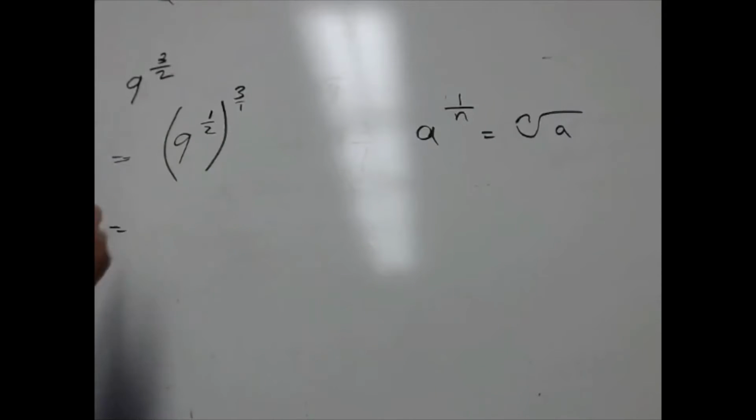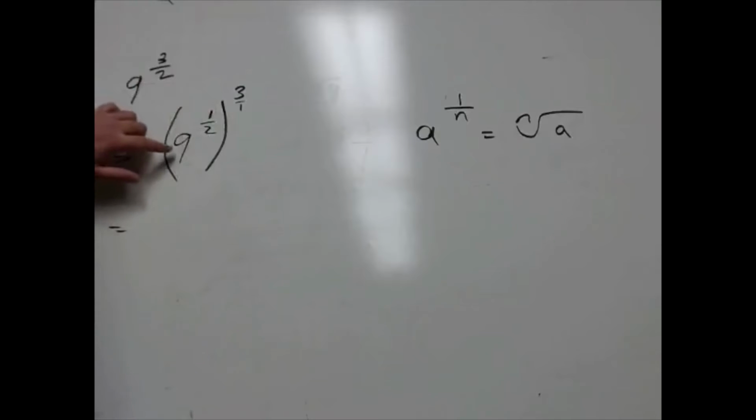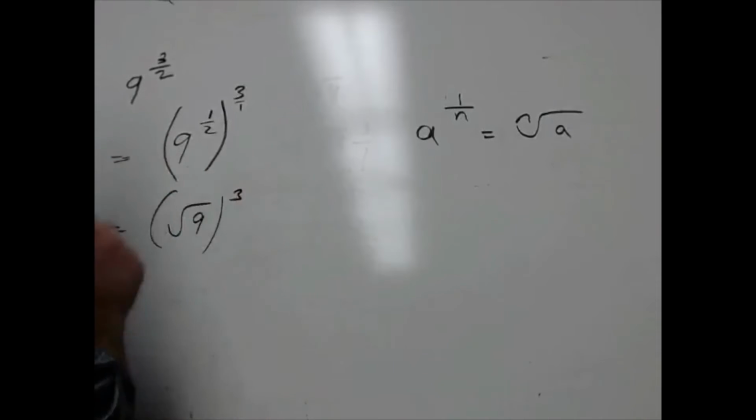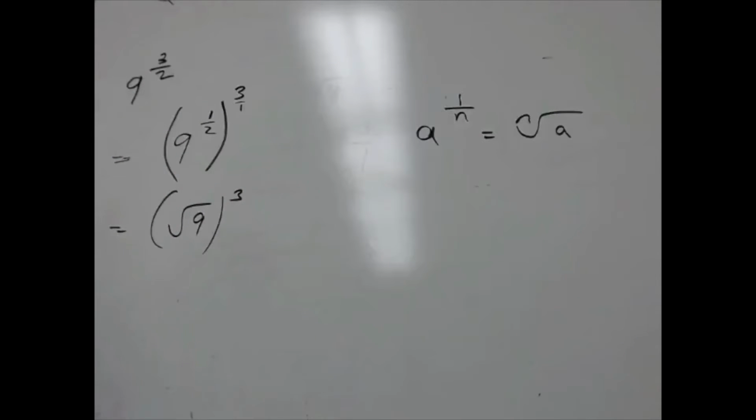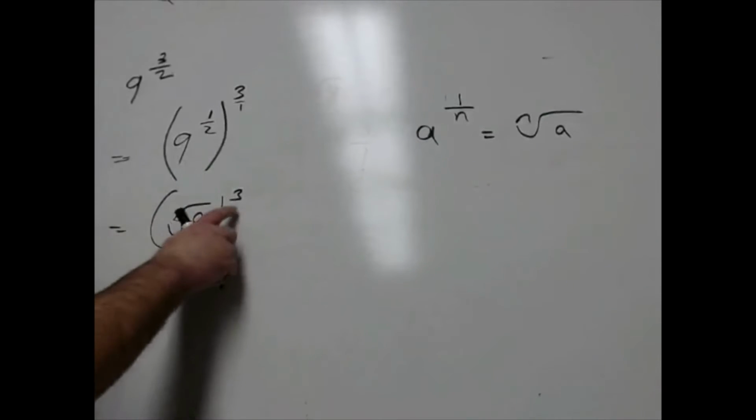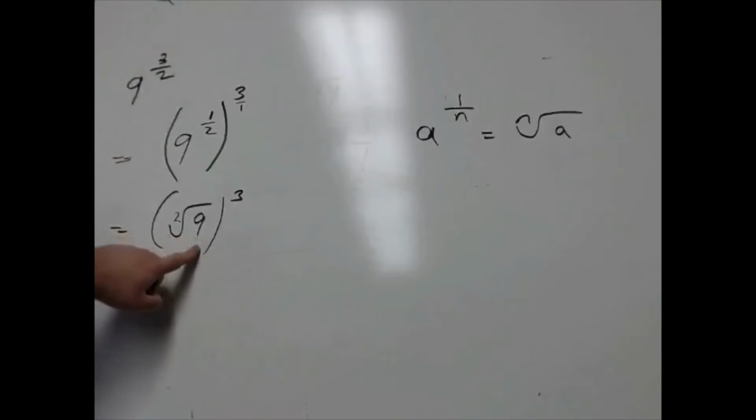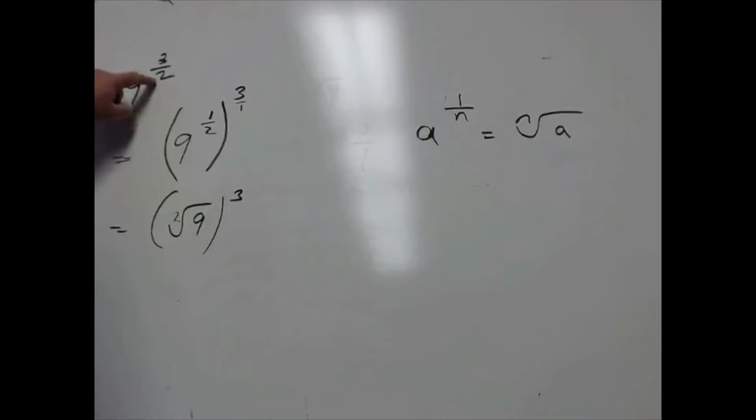So looking at what's inside here, since this is a 1 over 2, I know that this is really just the square root of 9 inside. So I could rewrite this as the square root of 9 cubed. Okay? So what you may notice here, this means that the index is 2 and the exponent out here is 3. So you can see that from the original, my 9 went inside the radical, it became the radicand. My denominator became my index, and my numerator ended up being the exponent out on the side.